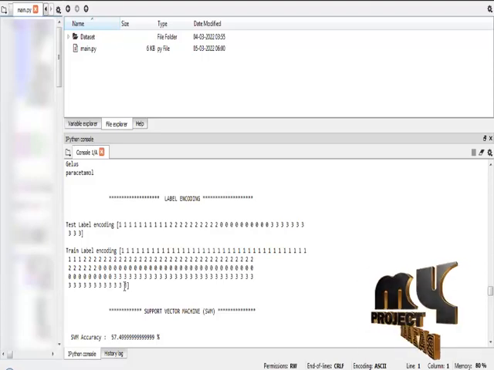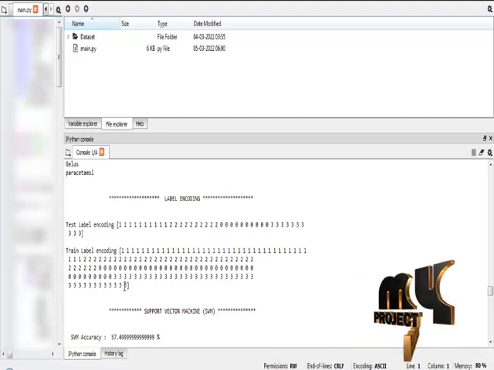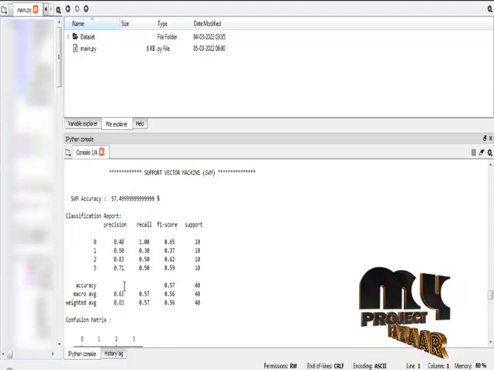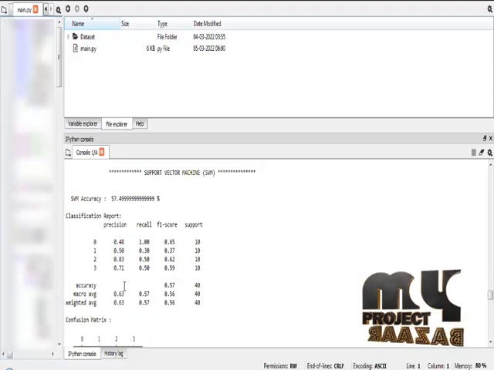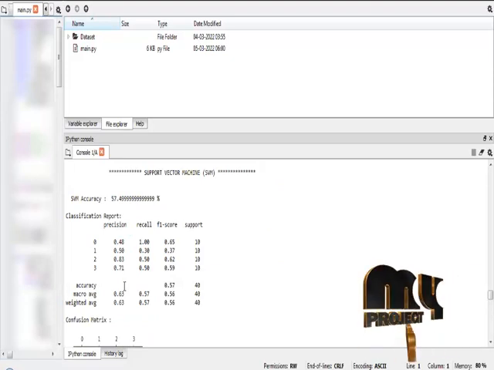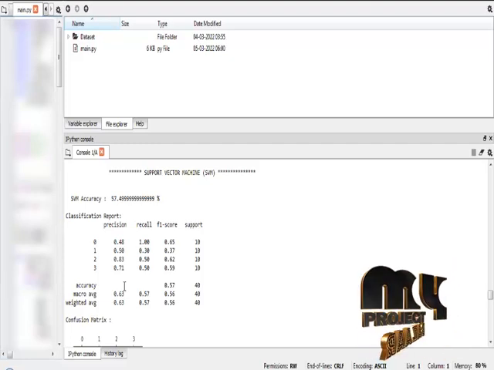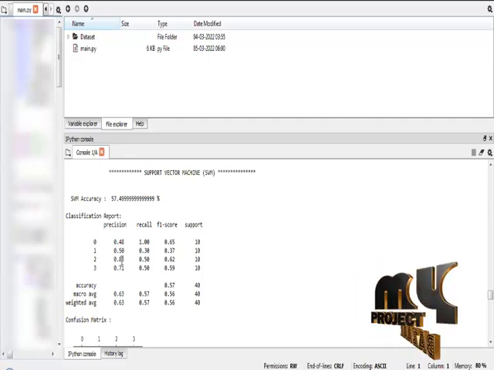In classification, I am using two different types of algorithm. One is support vector machine, which is a machine learning algorithm, and the other is convolutional neural network, which is a deep learning algorithm. First of all, I apply the input to our support vector machine algorithm, which classifies the data and provides the result in the form of metrics like accuracy. The SVM accuracy is 57%, and this is the classification report for every class in our dataset.